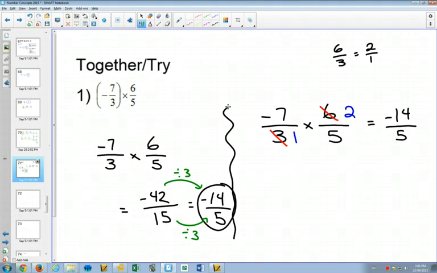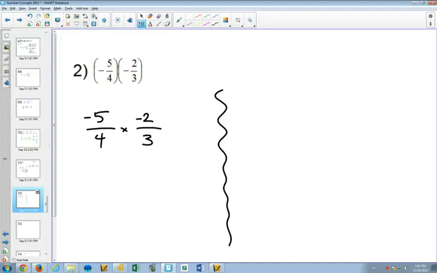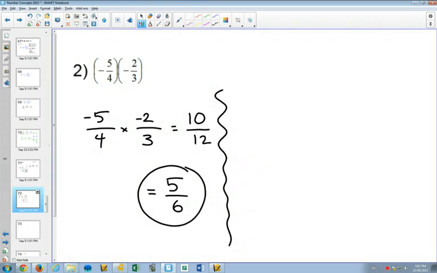Here's another one for you to try. I've got -5/4 times -2/3. If I multiply the tops, -5 times -2 is +10. 4 times 3 is 12. Can I reduce this? Yes. I can divide both the top and bottom by 2, and I'll get 5/6.